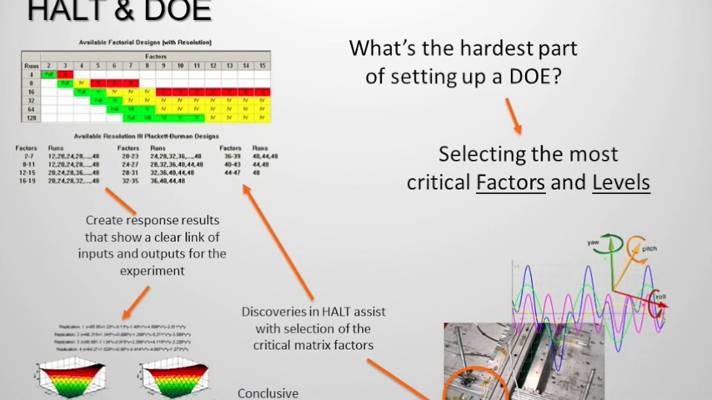You can do response surface analysis, and you can begin to see if these relationships are consistent. So you will get confirmation that you selected the right factors and help reduce the number of iterations you would have to do for a DOE traditionally.